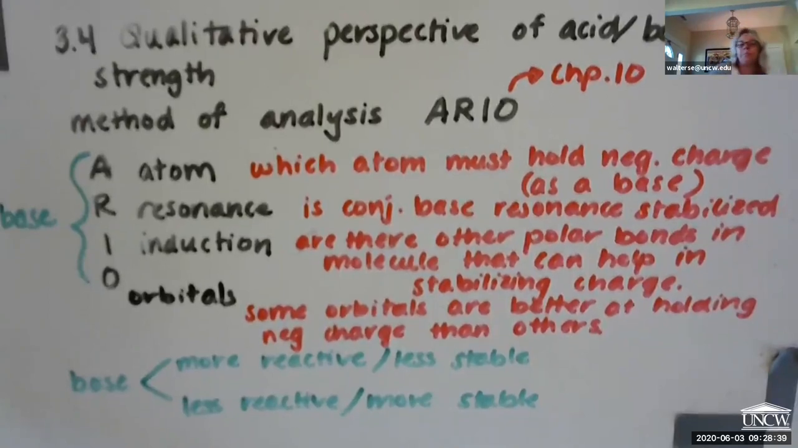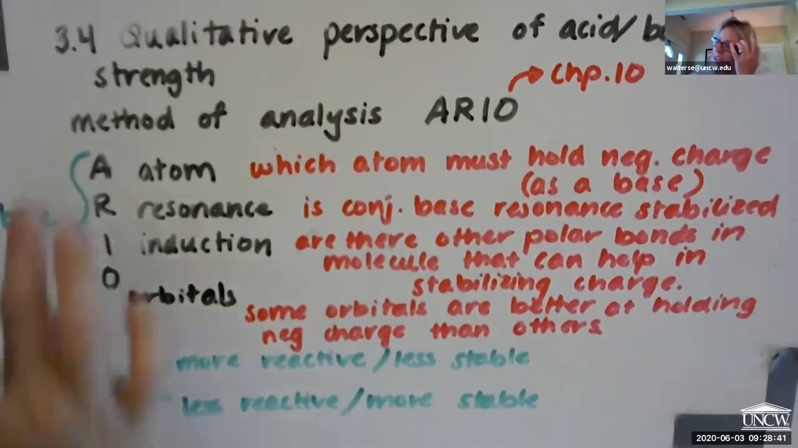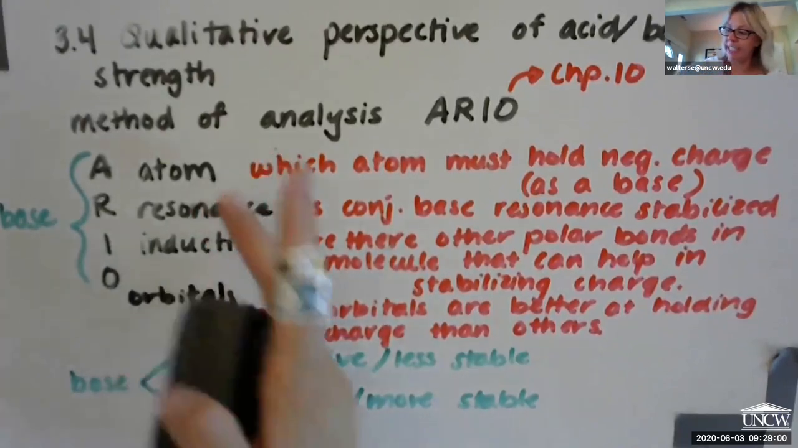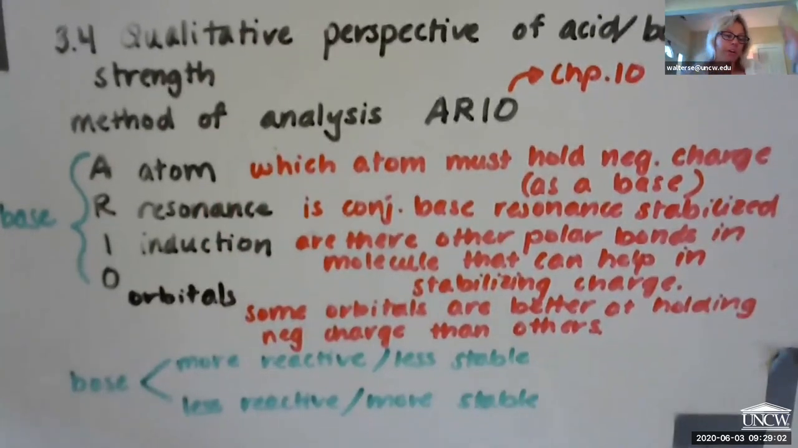Sorry about that. Okay, so aerial will help us determine which kind of base we have, and then we can link that kind of base to the corresponding acid. Are there any questions before? We're going to look at these things one at a time. Well, they'll kind of build on one another, but we always start with the atom.